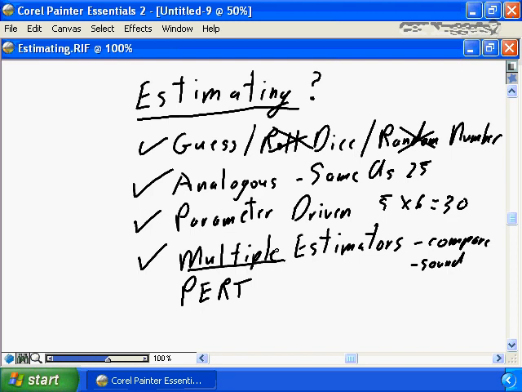Using an estimating technique such as multiple estimators is expensive in the amount of time and the amount of effort it requires. A technique often used in lieu of multiple estimators is a technique called the PERT. And PERT applies the principle of multiple estimators, and you simply develop multiple estimates.